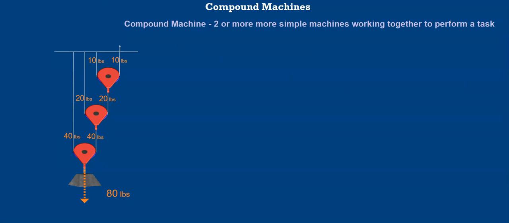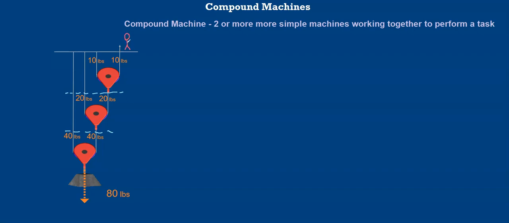And if you look at the example here to the left, you can see exactly that happening. We have three simple machines, and we can even divide this for ourselves into three simple machines. We've got one movable pulley here, a second movable pulley here, and a third movable pulley here. And this third movable pulley is being lifted up.